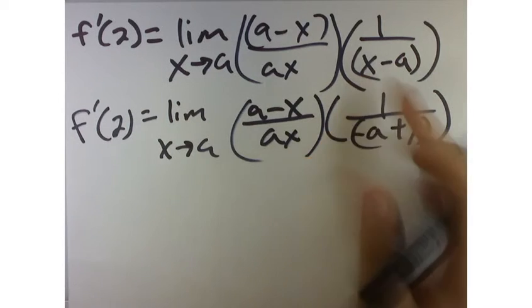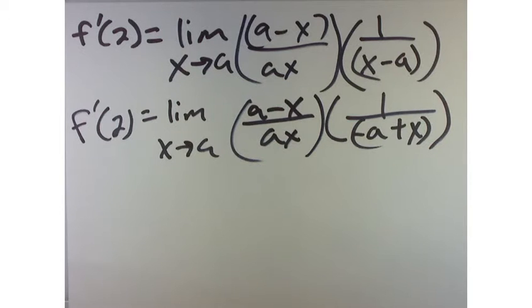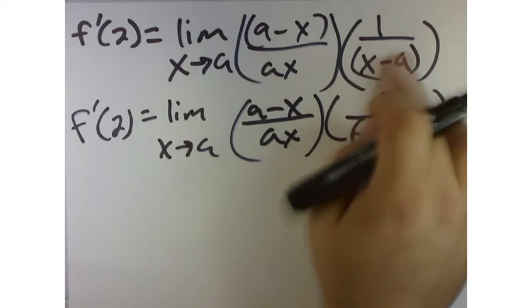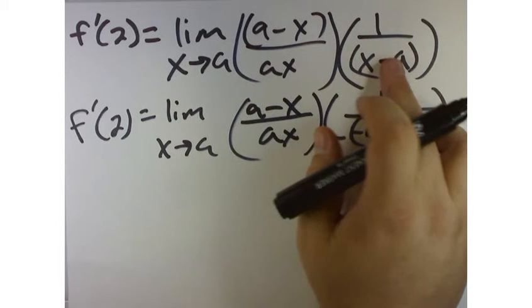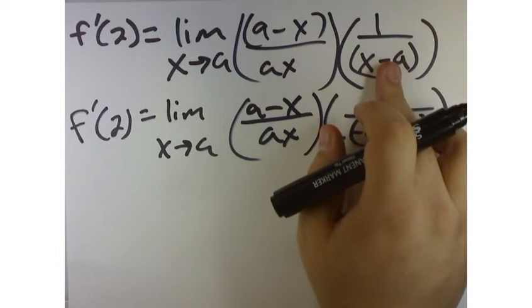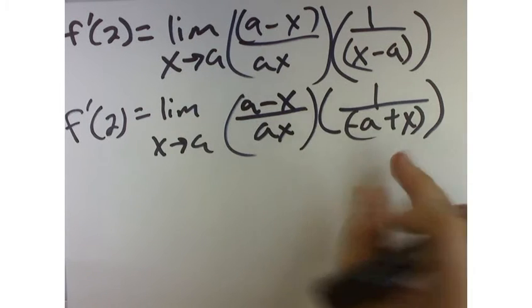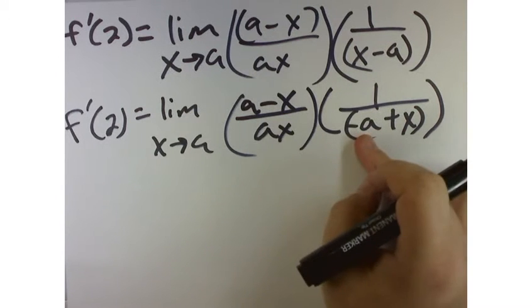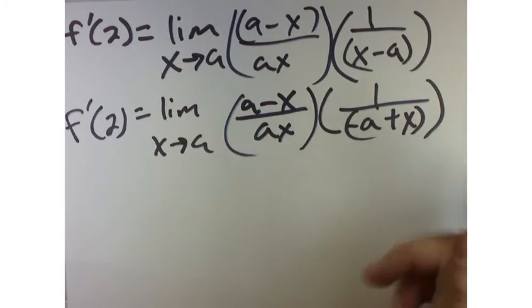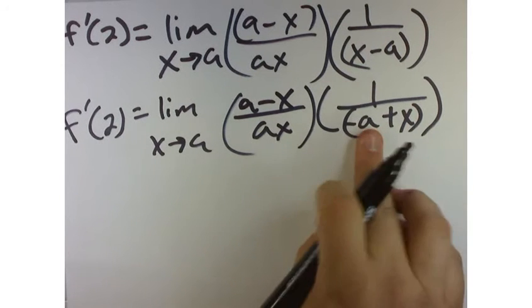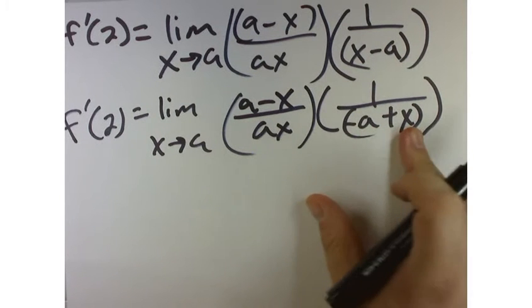But I can't help but think, wouldn't it be nice if there was some way to cancel this with this? Because I need to get rid of this x on the bottom of the fraction. So I flip-flop them around and I say that's the same as minus a plus x. Okay? You guys with me so far? So now what I'd like to do is make this a positive and this x negative. Can I do that? Yes.